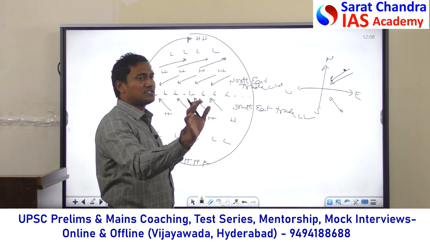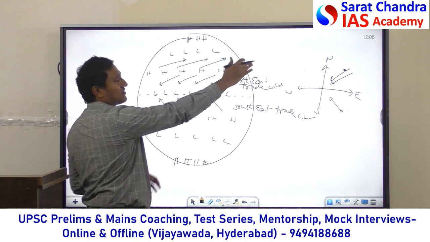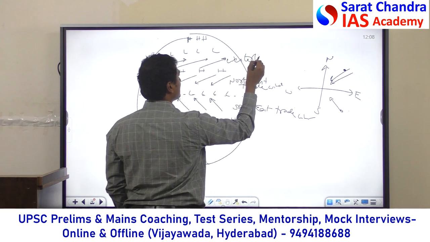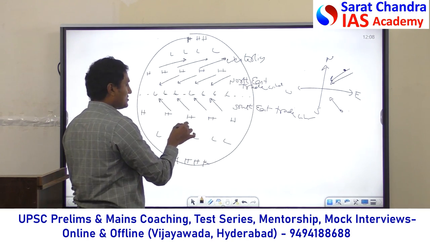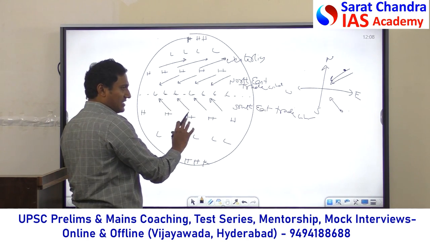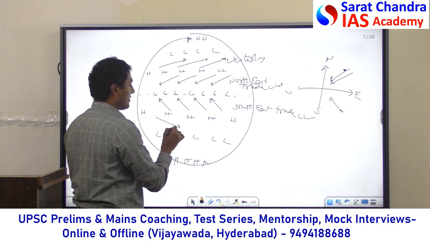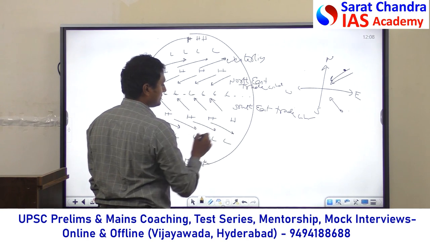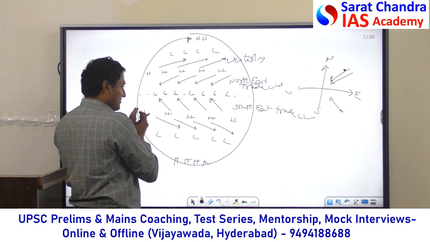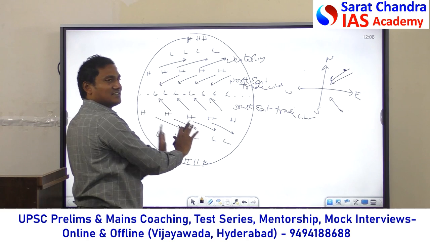We don't name them based on the destination. So these are coming from the west to east, so we call them westerlies. Okay. So these winds are called westerlies. Even here also, high pressure to low pressure, southern hemisphere, due to Coriolis force, they move towards their left hand side. How? Here also from west to east. So they are also called westerlies only.